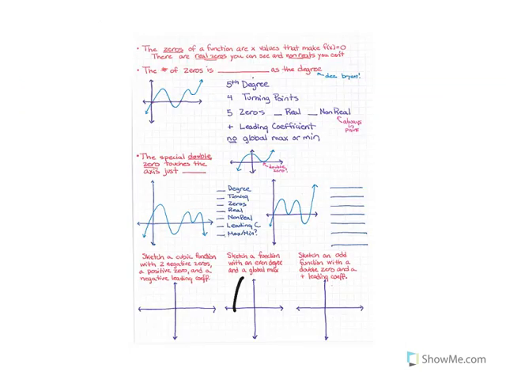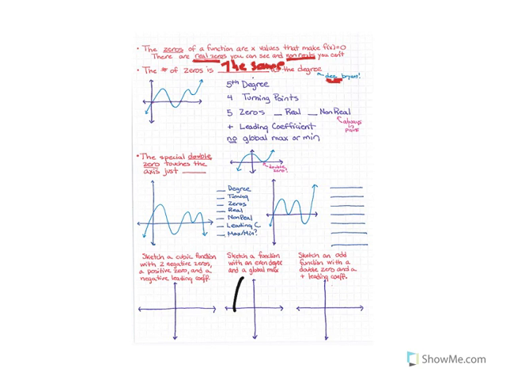The zeros of a function are the values that make the function equal to 0. There are real zeros, and there are non-real. There are real zeros you can see, and non-reals you can't. The number of zeros is the same as the degree. That's what Des Bryant tells us. Degree equals zeros.